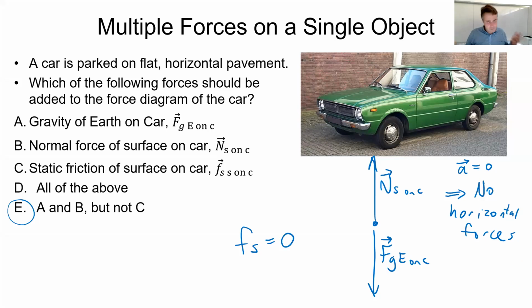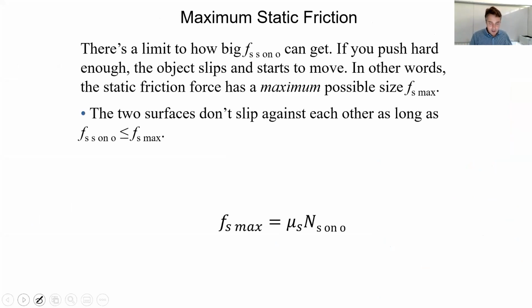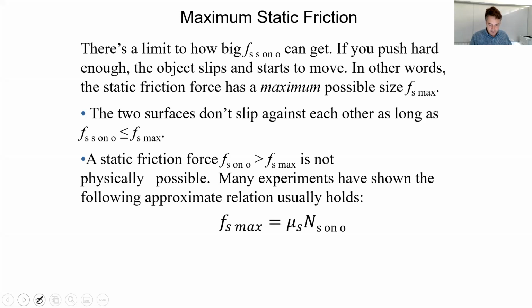So maybe that's what you're thinking. But if a force is equal to 0, you just don't draw it on the force diagram. So this is a bit of a tricky one. It's like it's there, but it's not there. There's a maximum static friction force. There's a limit to how big static friction can get. If you push hard enough, an object will slip and start to move. In other words, the static friction has a maximum possible size.